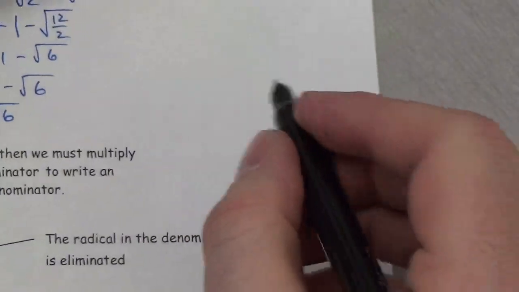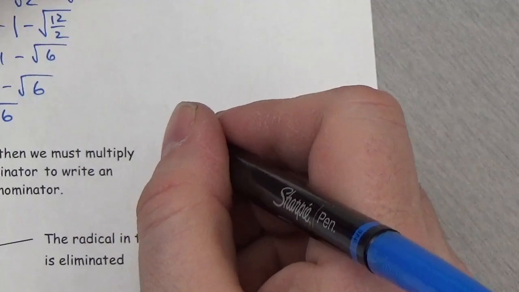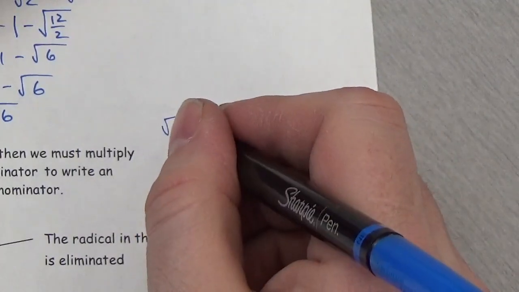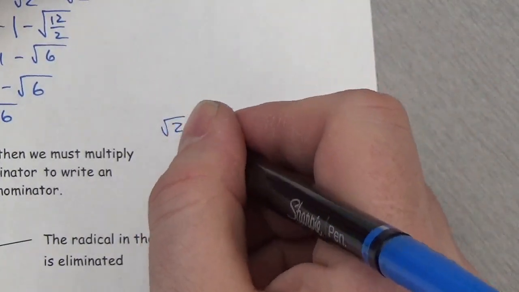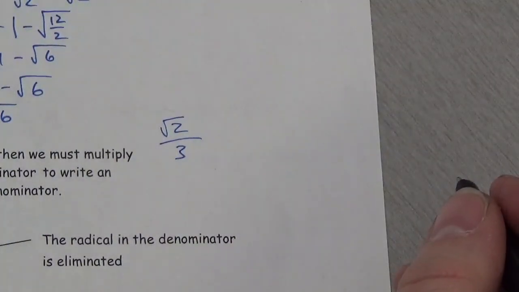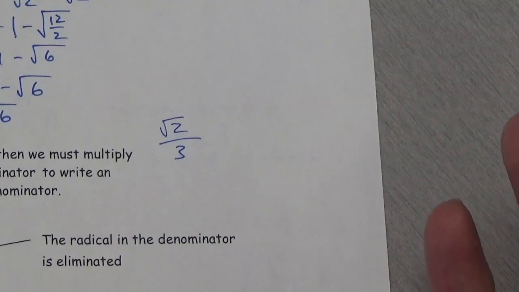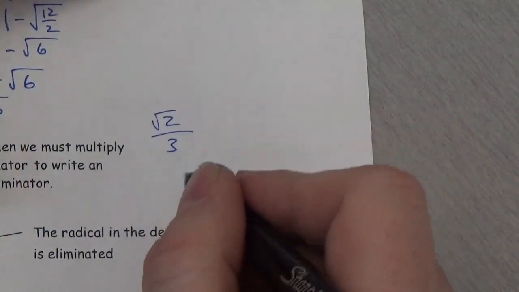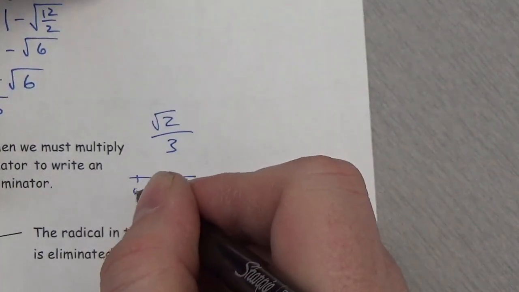Just to give you the idea here, if I had, for example, let's say root 2, and I divided that into 3. Well, you can make sense of that. You can see what's going on there. I can take, for example, on a number line here, here's 0.